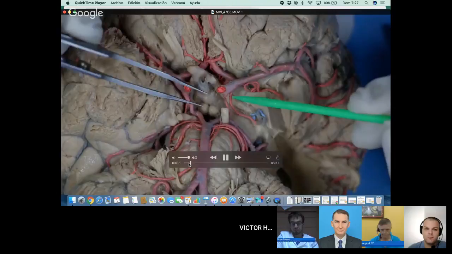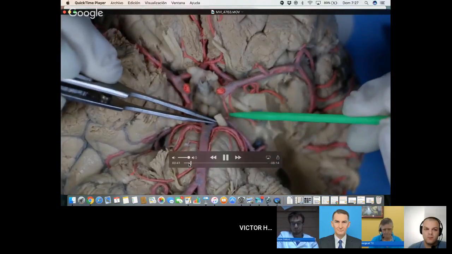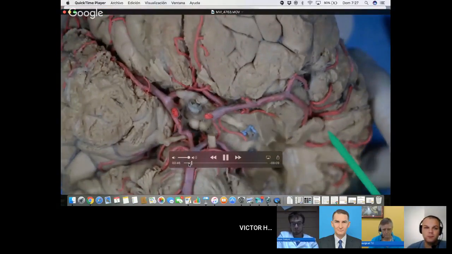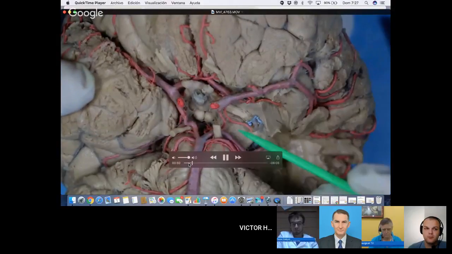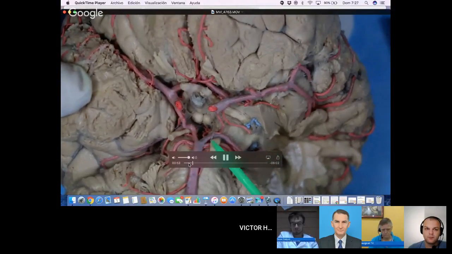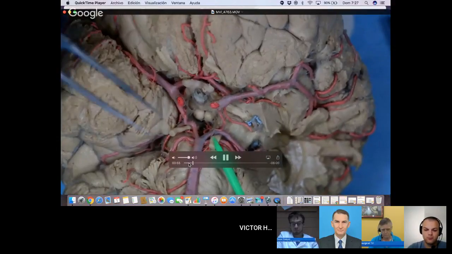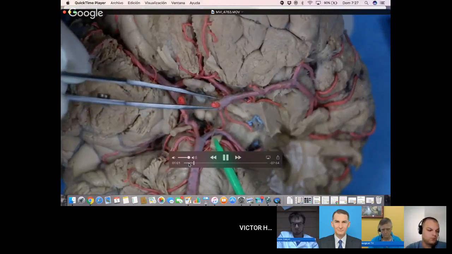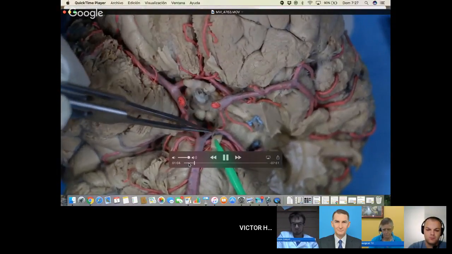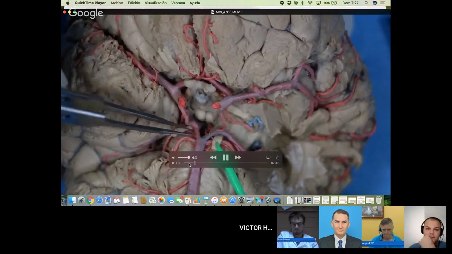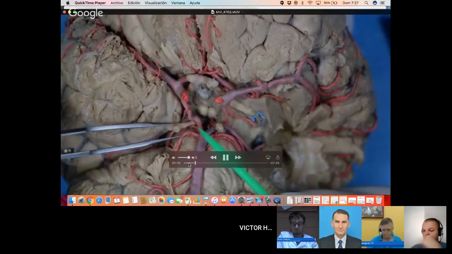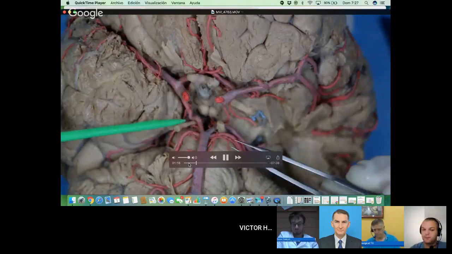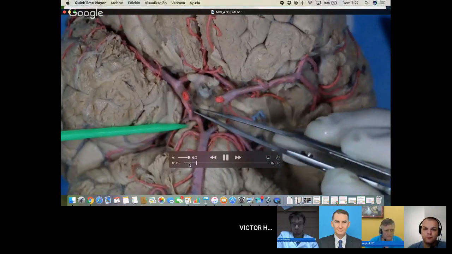Anterior cerebral artery, posterior communicating artery. This artery is communicating the supraclinoid carotid artery with the posterior cerebral artery. On the other side, we have the right posterior communicating artery.